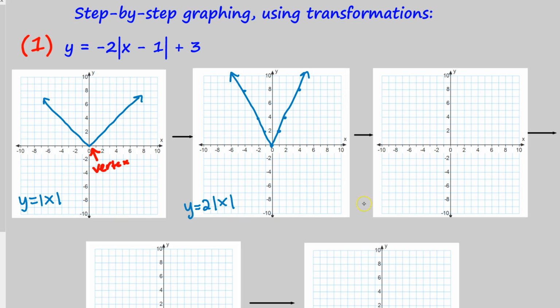The next step I would do is the negative, so we have y equals the opposite, or -2, times the absolute value of x, and that's going to reflect the whole thing across the x-axis. So we still have 0, 0, but now we have 1, -2, 2, -4, 4, -8, and so on. Same idea on the other side.